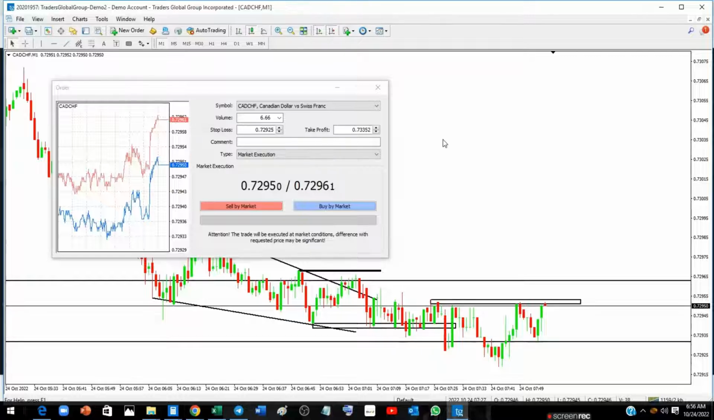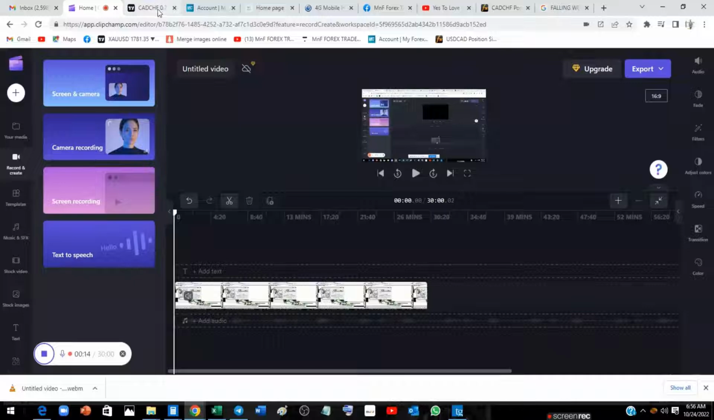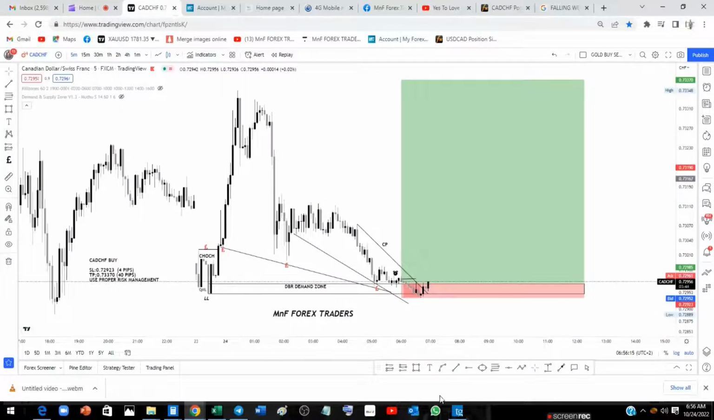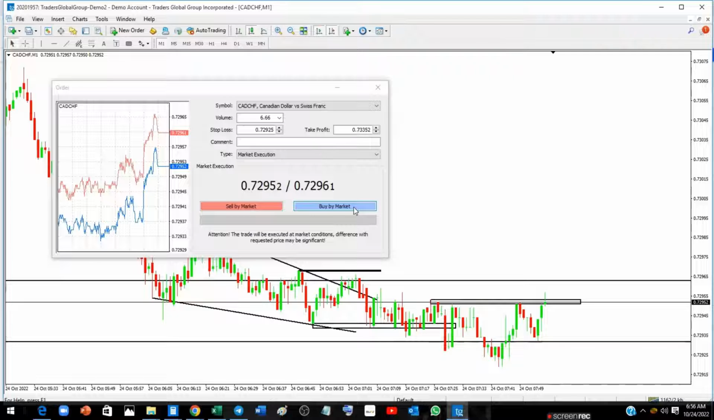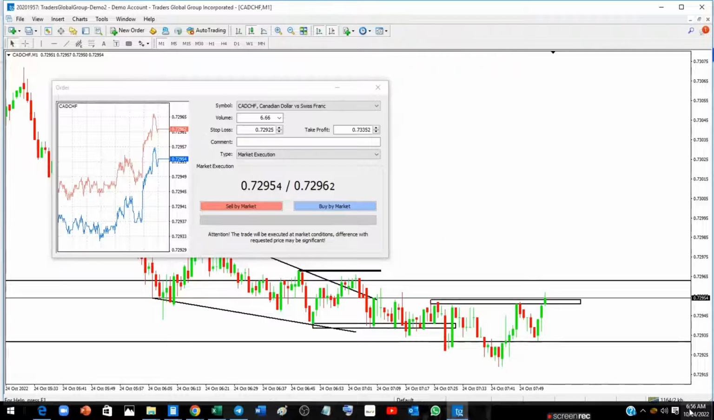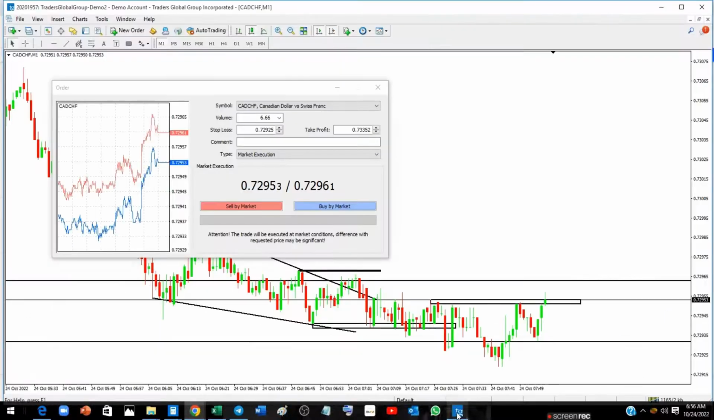We are almost breaking that level right there. Yeah, we've actually broken the level. Now we can jump in and take this trade. So let's just jump in right now. This is crazy. Let's jump in right now.